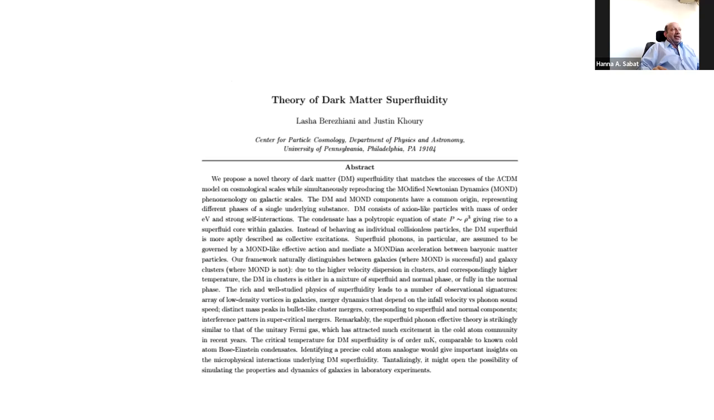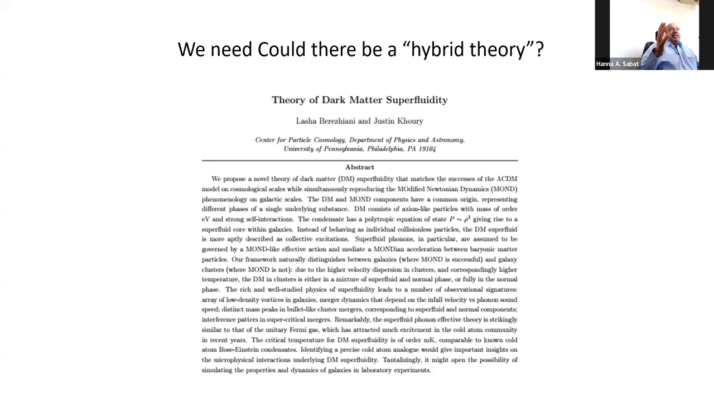And here, some might think, could there be a sort of hybrid theory? What do we mean by hybrid theory? That both are correct, that dark matter exists and modified Newtonian dynamics exist. How can both be compatible? To my own amazement, I learned this recently, although this paper appeared in 2015, but I wasn't aware of it. Thanks to Sabine Hossenfelder, who mentioned it in a lecture a while ago, it's by Lasha Berezhiani and Justin Khoury. It's called the theory of dark matter superfluidity.